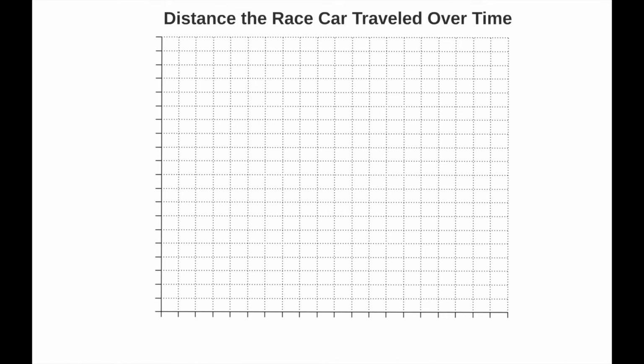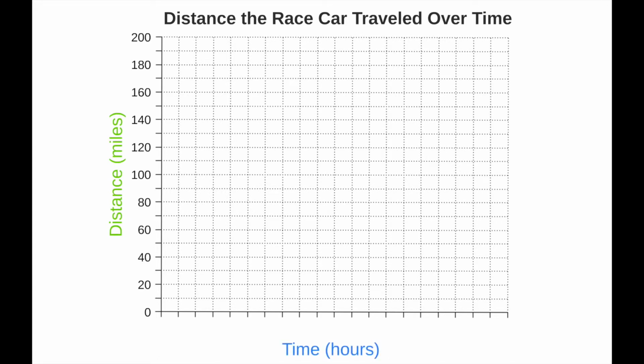So we know that speed is the distance the race car travels over time. So let's put distance along the y-axis over time along the x-axis. Our first data point is going to be at the origin because the car traveled 0 miles in 0 hours. So let's plot that. All right, and then you remember our first distance was 15 miles in 0.1 hours.